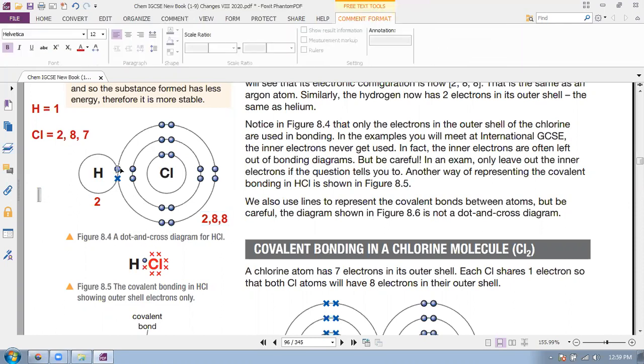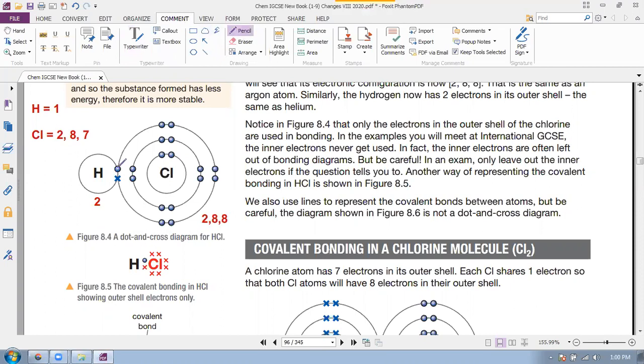Now this bond, the shared pair, this is called a pair of electrons, right? A pair. Pair means 2 electrons, that's why a pair. But this is shared between hydrogen and chlorine. That's why this is called a shared pair of electrons. And this shared pair of electrons has attraction from the hydrogen nucleus, the nucleus is positive, and from the chlorine nucleus. Chlorine nucleus is attracting this shared pair of electrons towards chlorine, and hydrogen nucleus is attracting this shared pair of electrons towards hydrogen.